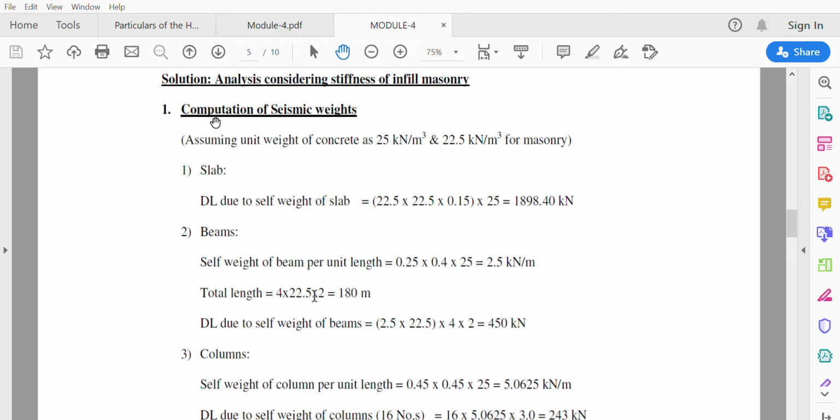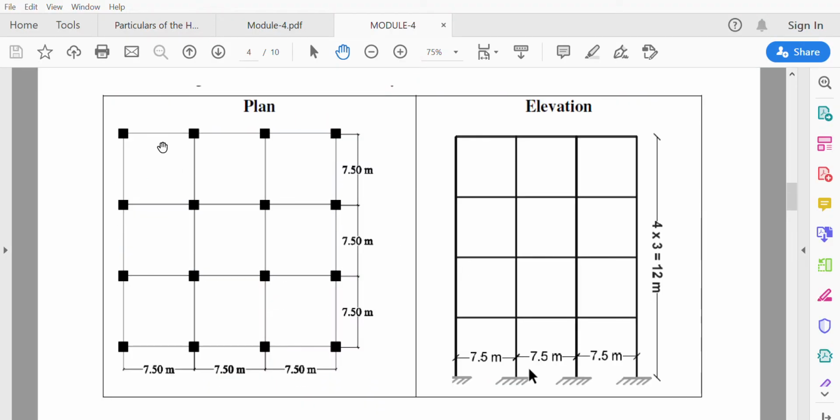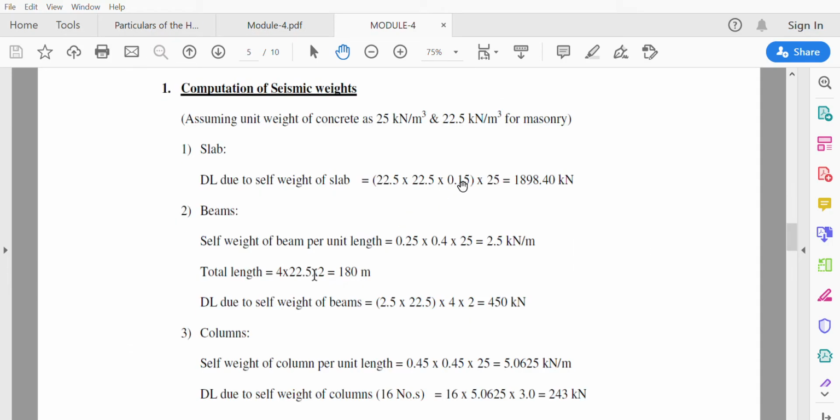So the first step is computation of seismic weights. By assuming unit weight of concrete as 25 kN per meter cube and 22.5 kN per meter cube for masonry, the slab dead load due to the self weight of slab is 22.5 into 22.5. This is the entire size of the plan along x direction, also along y direction, into 0.15, the thickness of the slab, multiplied by density. So it is 1898.40 kilonewton.